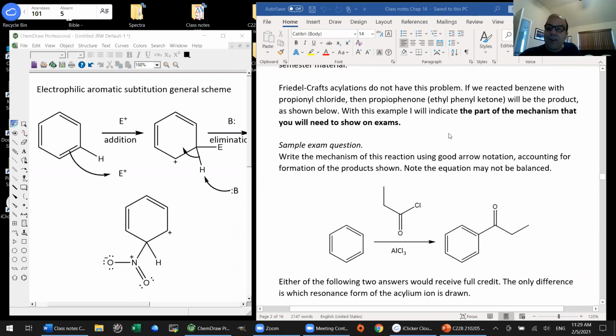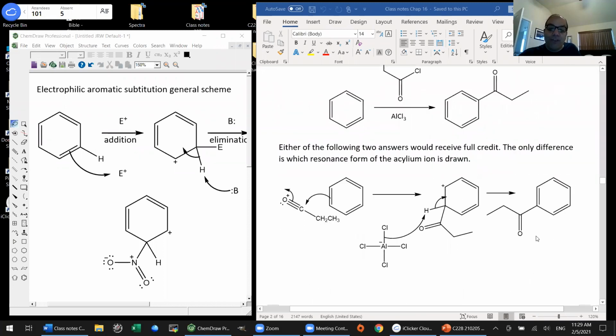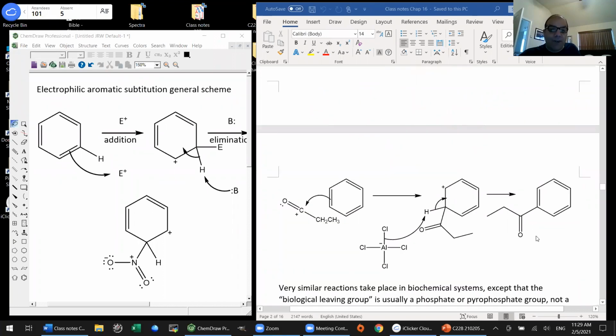So I point out carbocation rearrangements here. Friedel-Crafts acylations, as we said, don't have this problem. So let's say instead we treated benzene with propionyl chloride and aluminum chloride. I would expect we would get this aromatic ketone. And here there would not be any rearrangement. That would be the exclusive product. So I've shown here two different ways to show the mechanism. They are equally correct as far as I'm concerned.